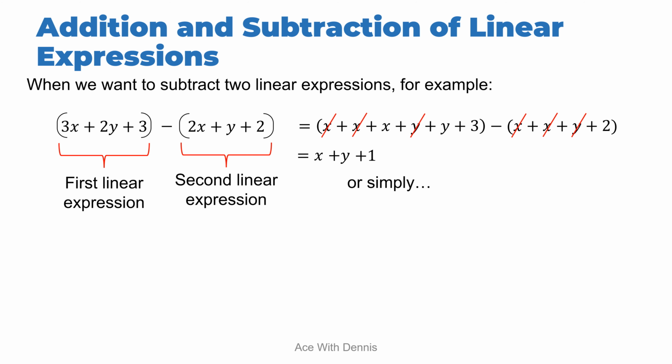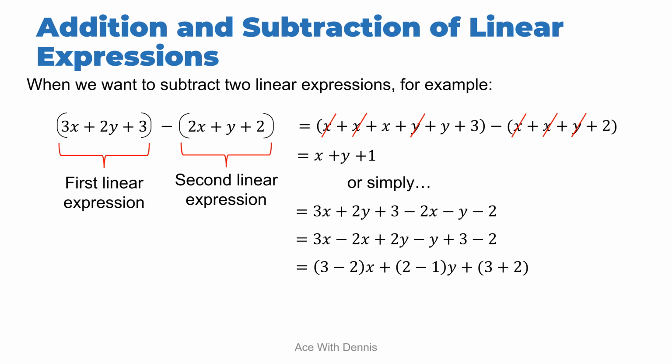Or simply, we expand or open the bracket for the second linear expression. We get 3x plus 2y plus 3 minus 2x minus y minus 2. Then rearrange and put the like terms together. We have 3x minus 2x plus 2y minus y plus 3 minus 2. So we combine the coefficients, we get (3 minus 2)x plus (2 minus 1)y plus (3 minus 2), and the result is x plus y plus 1.